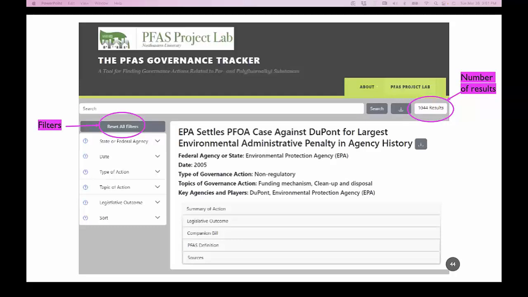So those are all the ways that you can manipulate this database, which again is at governance.pfasproject.com, so that you can find governance activities that are useful to you. And with that, I will turn it back to Julia.